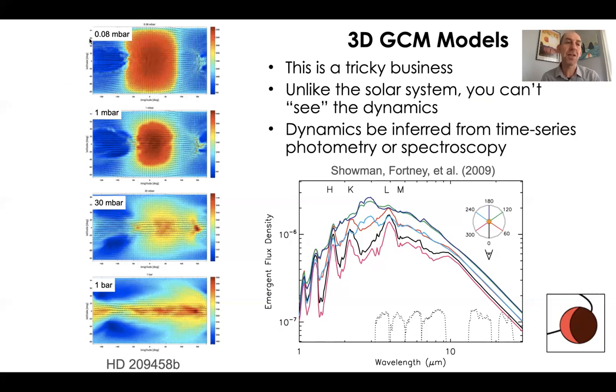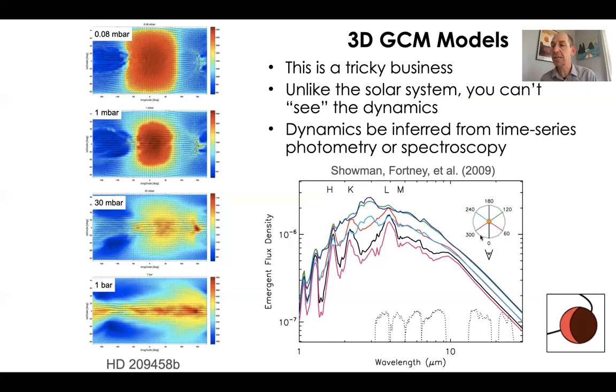This particular model, up high in the atmosphere, it's red, has a temperature inversion on the day side. As you go deeper down, it gets a little bit cooler, and deepest down, it's relatively more homogenized. And one can then post-process the 3-dimensional grid to yield the emission spectrum as a function of orbital phase.